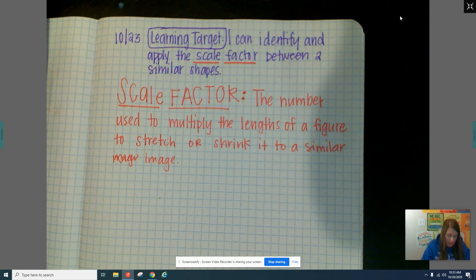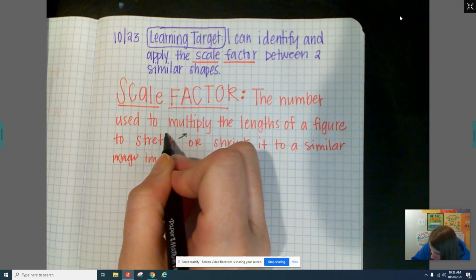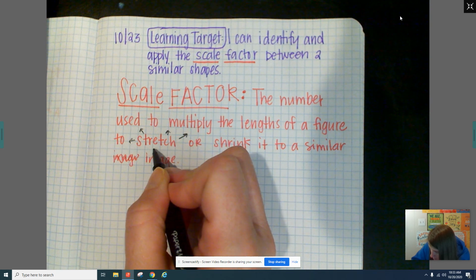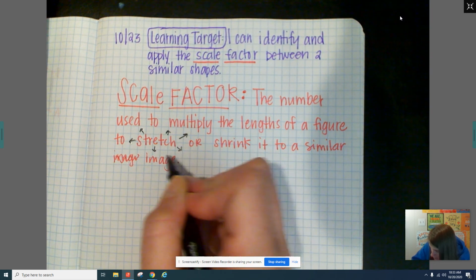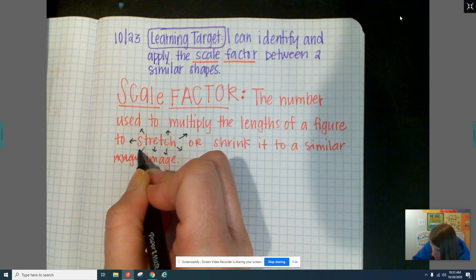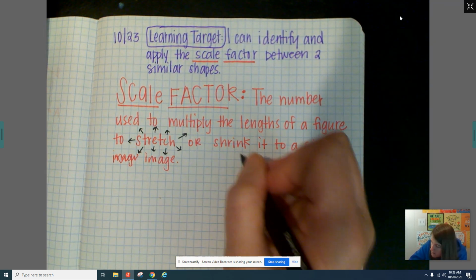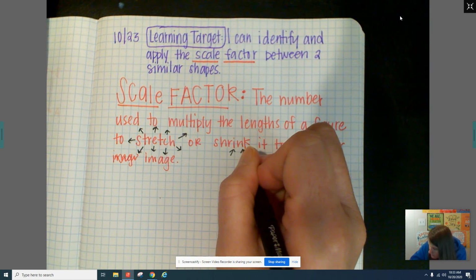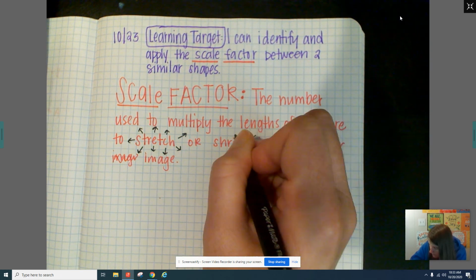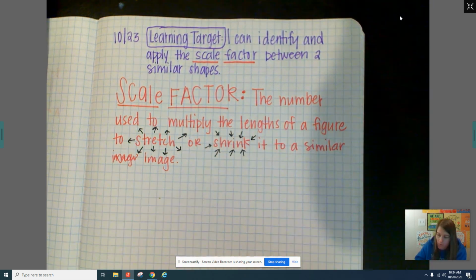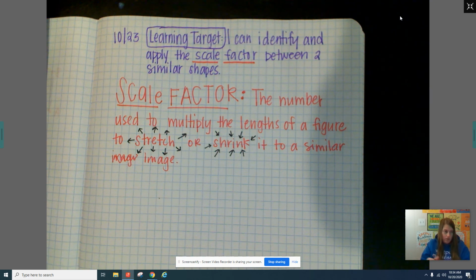And then I'm going to put some little arrows. So when I say stretch, I'm thinking about enlarging something. And when I say shrink, you guys know that would mean to make something a little bit smaller, or a lot smaller, right? To stretch or shrink it to a similar image, okay?